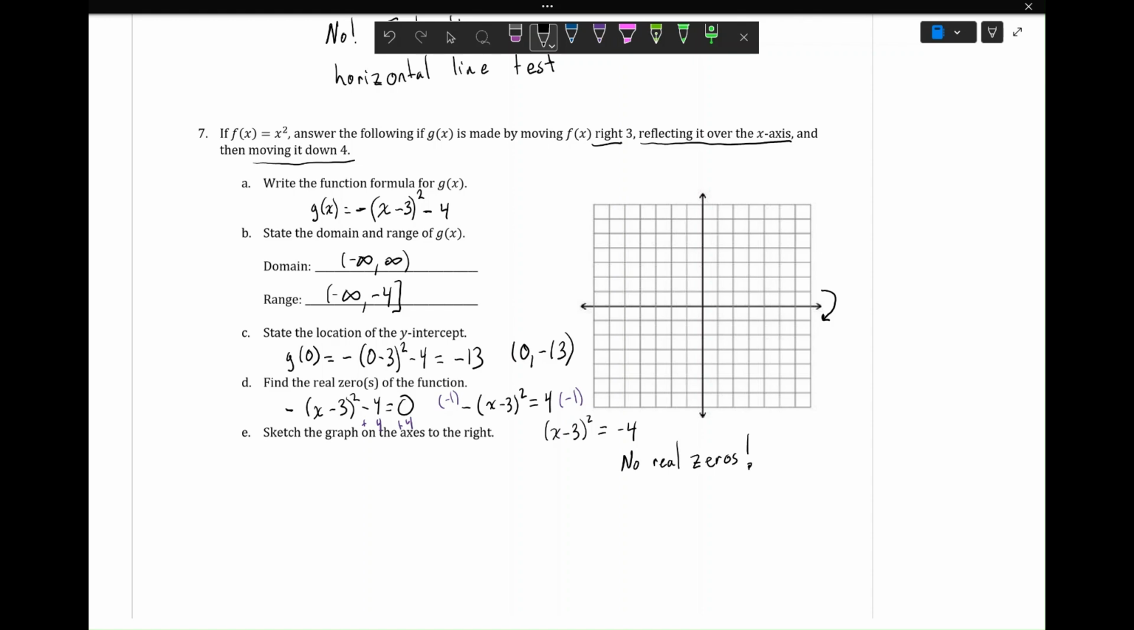I'll sketch the graph to help reflect this. I moved right 3 and down 4. And since it's a negative quadratic, it opens down. Wasn't that fun?